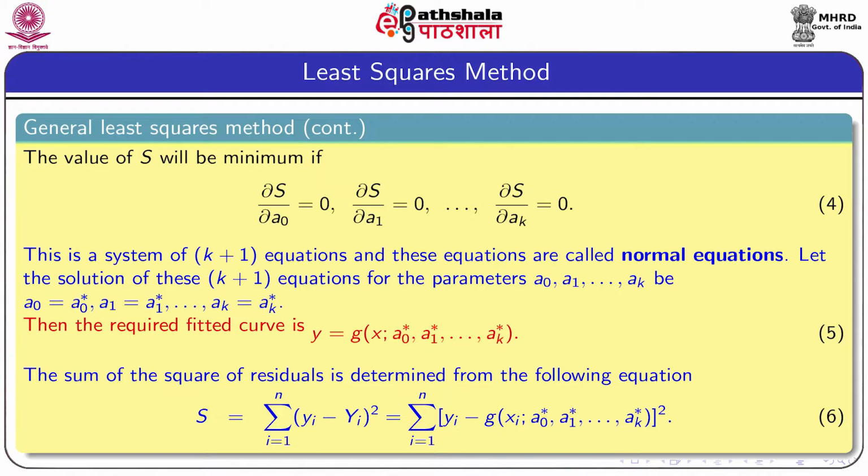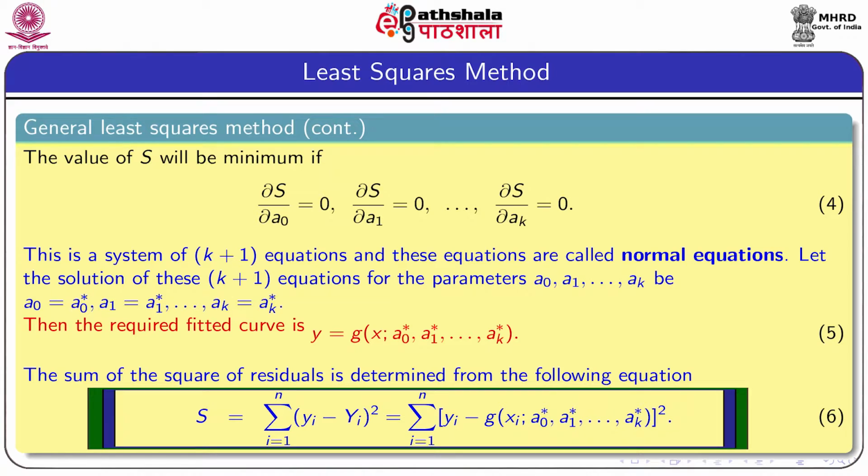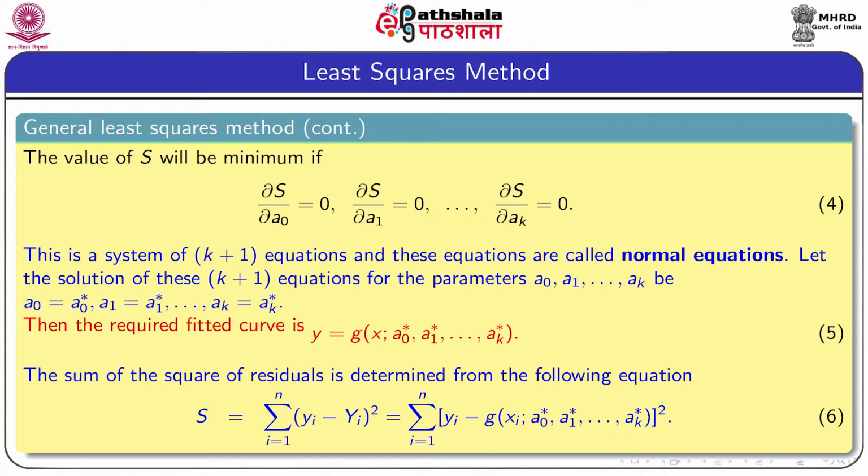Now the sum of squares of residuals is determined from the following equation: s equal to summation over i equal to 1 to n of yi minus capital Yi whole squared, equal to summation over i equal to 1 to n of yi minus g of xi, a0 star, a1 star up to ak star, whole to the power 2. So this expression gives the total amount of errors, or sum of squares of residuals.